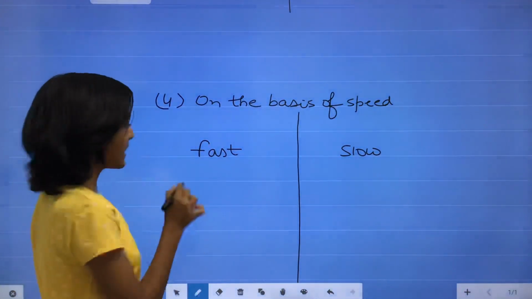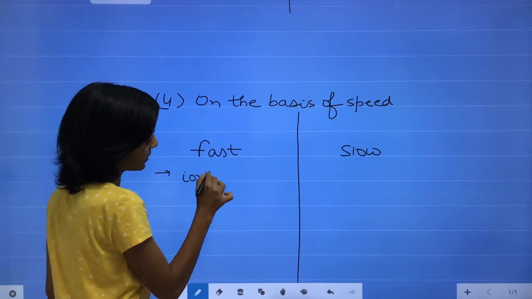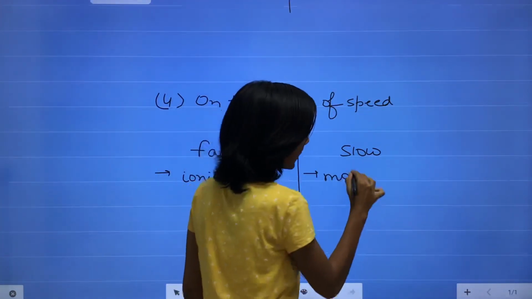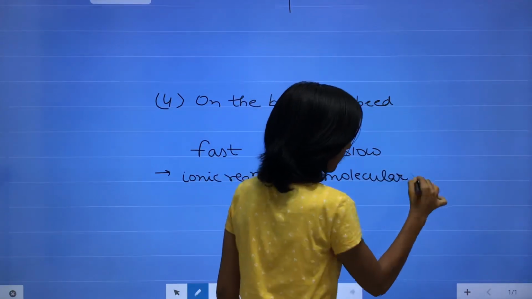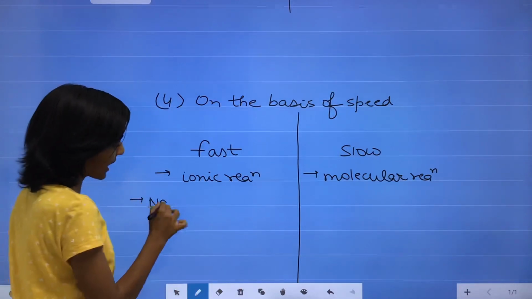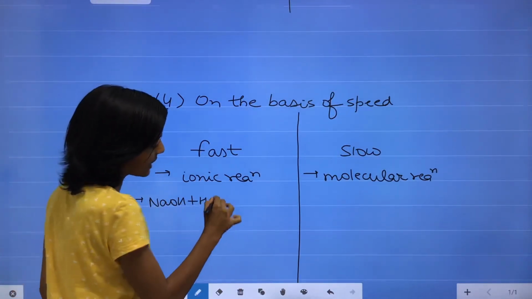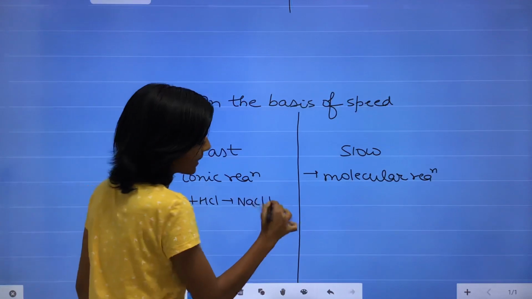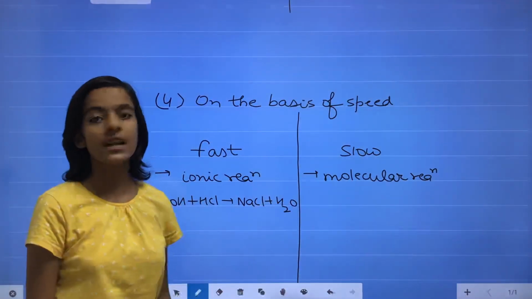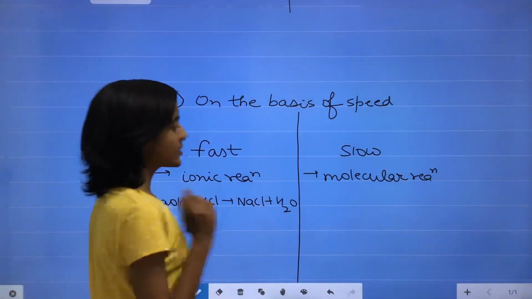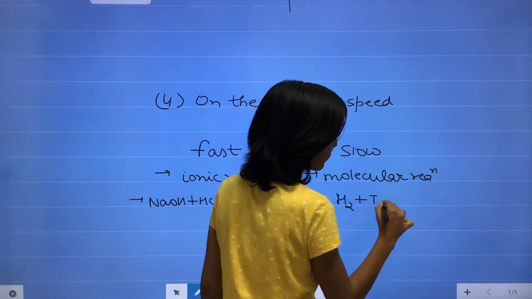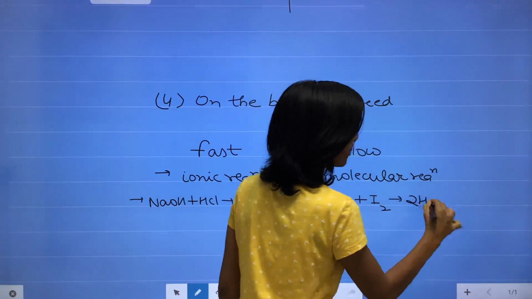So generally ionic reactions are fast reactions, and generally molecular reactions are slow reactions. For example, in a fast reaction, when NaOH and HCl react, this forms NaCl and H2O. It means when an acid and base react, this forms salt and water, which is a neutralization reaction. And in a slow reaction, for example, 1 mole of hydrogen reacts with 1 mole of iodine, and this forms 2 moles of HI.